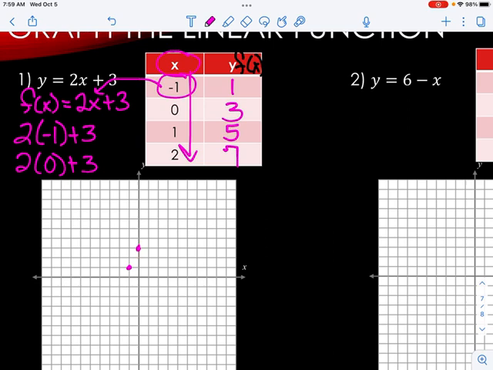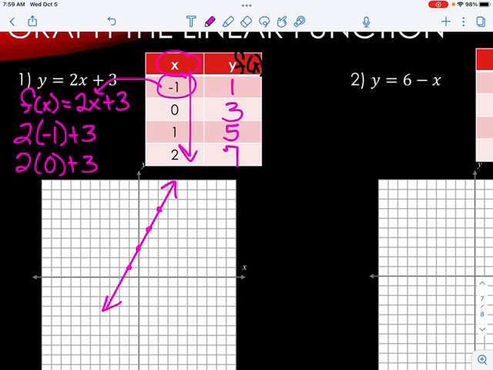And then my third one is at 1, 5. So I'm going to move right 1, up 5. And my last one is 2, 7, right 2, up 7. At that, I'm going to connect my dots into a line. And I'm going to draw my arrows on the end because that line continues forever.